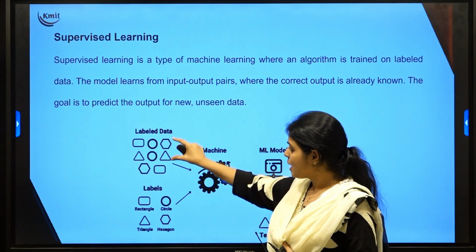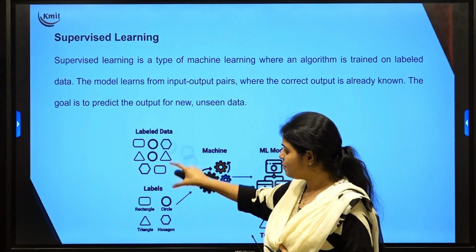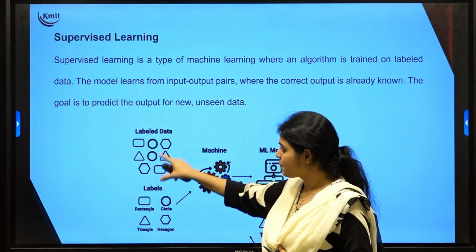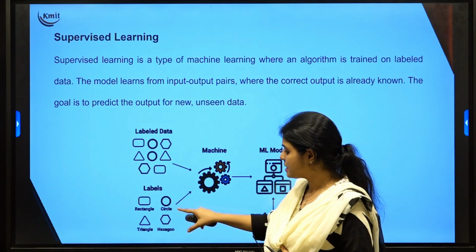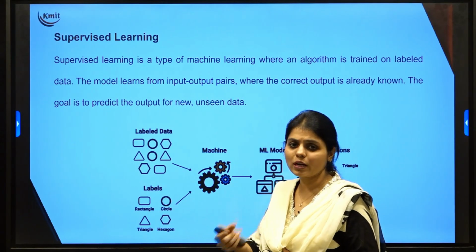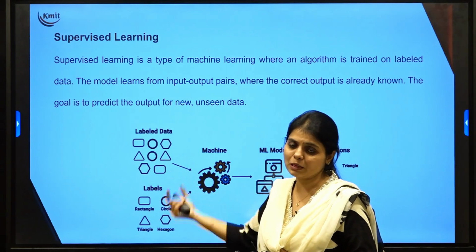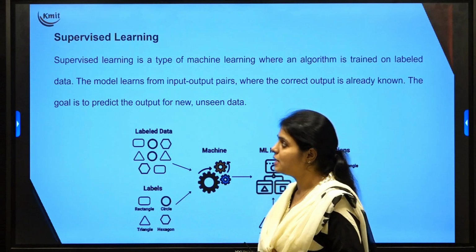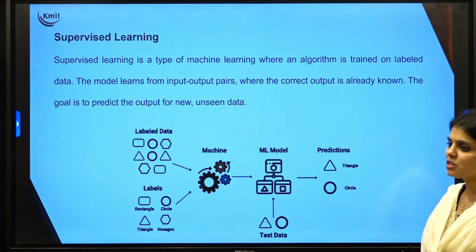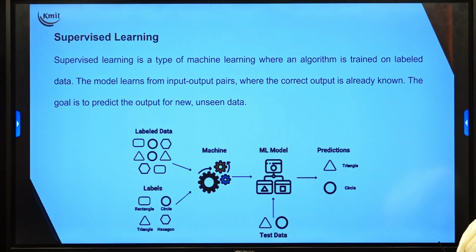As you can see, I am just giving a bunch of data and I am labeling them. So how am I labeling them? I say these are rectangles, these are circles, triangles and hexagons. I am naming each of the input components which are available here. So this is called labeled data. Usually supervised machine learning algorithms deal with labeled data.